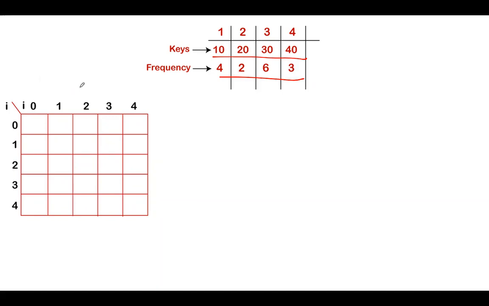We'll start with a table like this. First, computation begins from j minus i. In the first iteration, we'll start with j minus i equal to 0. In the second stage, j minus i equal to 1, then j minus i equal to 2, and j minus i equal to 3.